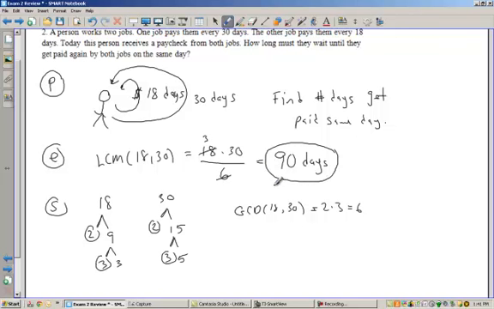Okay, so I have to wait 90 days until they get paid again. And you can check this, right, to test it. Right, you want to check it. And you can do this, 30 plus 30 plus 30 is 90. And then 18 plus 18 plus 18 plus another 18. All right, hopefully that's 90 here. Let's check it with the calculator.